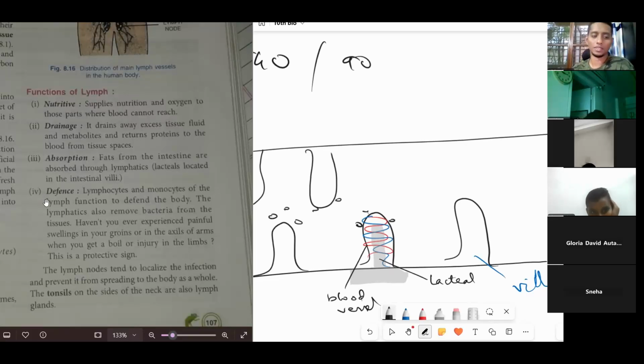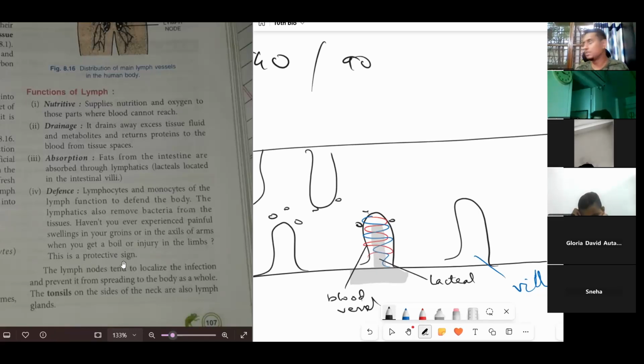All right. And the last function of the lymph. Lymphocytes and monocytes of the lymph function to defend the body. The lymphatics means all the constituents which make up the lymphatic system, they're called lymphatics. The lymphatics also remove bacteria from the tissues. Having to experience painful swellings in your groins or in the axilla of arms when you get a boil or injury in the limbs, this is a protective sign.